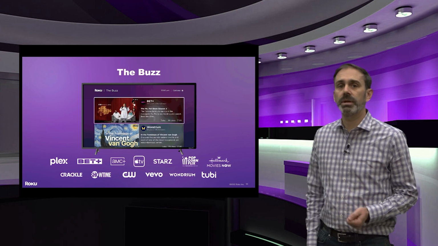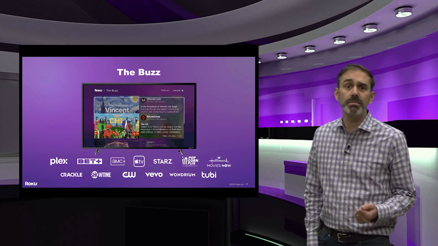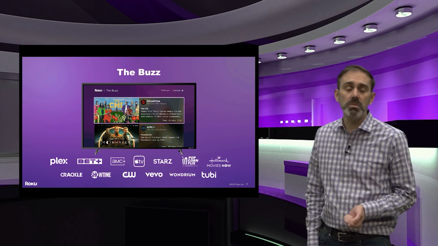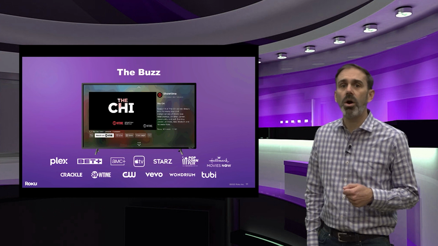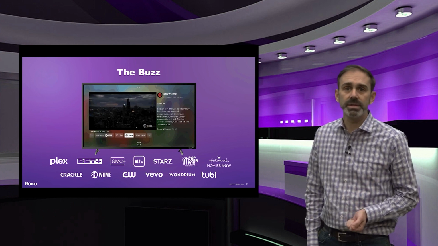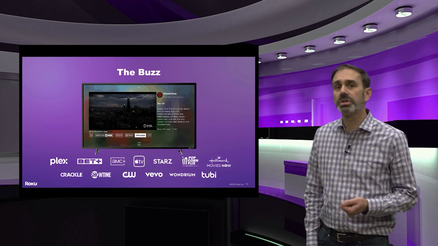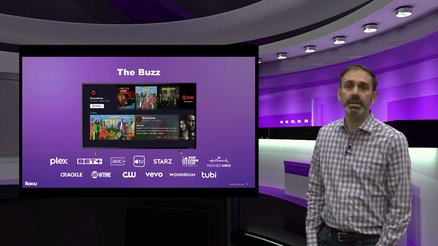Giving users a quick, easy way to discover entertainment, the Buzz may include video clips, images, trailers, and streaming content from all kinds of channels, including Showtime, the CW, and others that we've listed here. Users can browse through and engage with a personalized stream of posts and discover what's new.